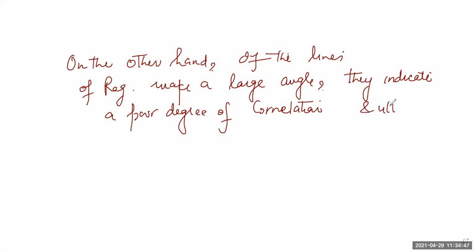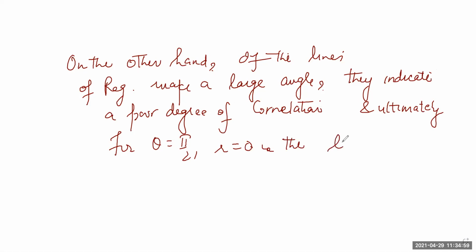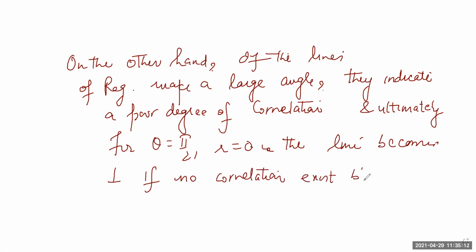And ultimately, for theta is equal to pi by 2, meaning r becomes 0, that is, the lines become perpendicular if no correlation exists between the variables. It means there is no linear relationship between them. Correlation always means linear relationship. No correlation means there is no linear relationship, but there may be a non-linear relationship, right?